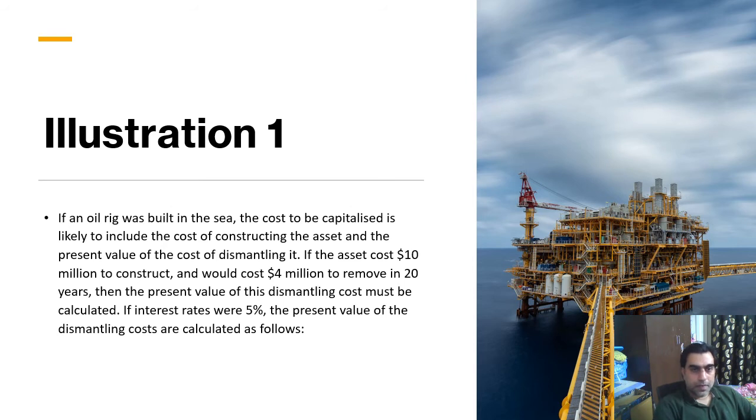Here is the question: if an oil rig was built in the sea, the cost to be capitalized is likely to include the cost of constructing the asset. So one cost is the construction cost, and another cost is the present value of the cost of dismantling. The cost of the asset is 10 million, and the cost of dismantling is 4 million. But this 4 million expense will come after 20 years.